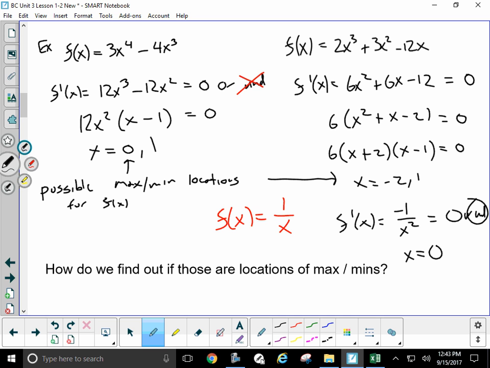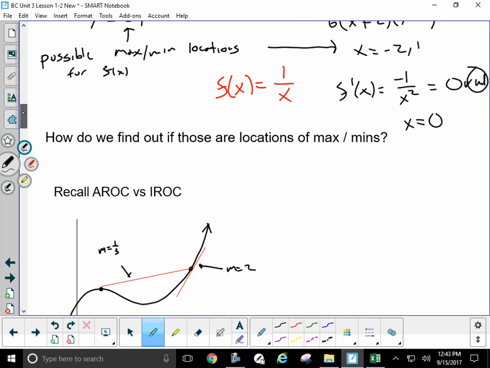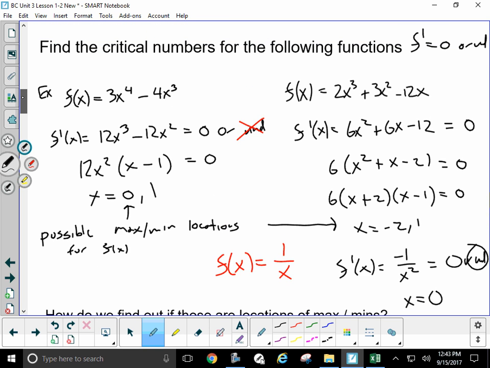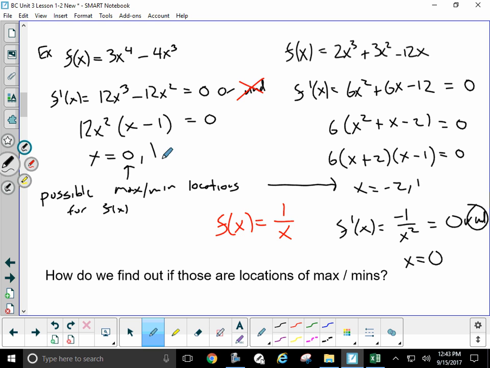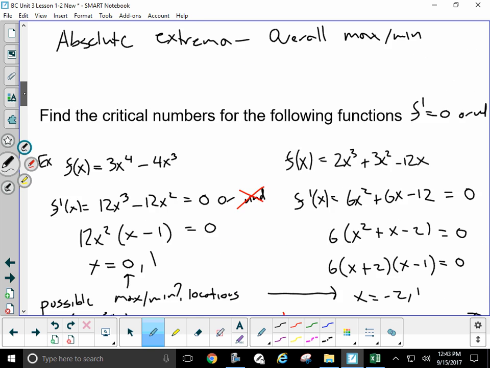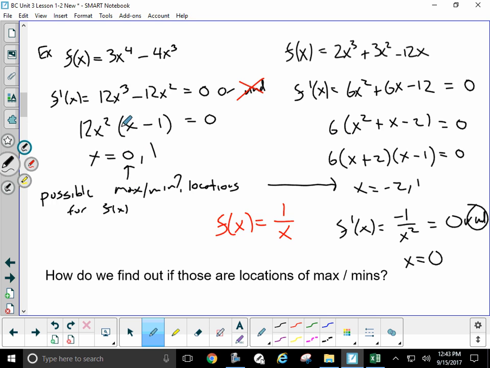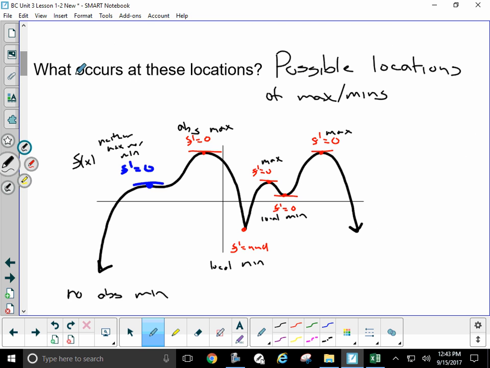Okay? It's actually the location of a vertical asymptote, but this is a situation where even vertical asymptotes will be called critical points for the functions, critical locations. Okay? Now, great. We found possible max-min locations, but how do we know if those are maxes or mins? Which ones are they? Or are they neither? Is it a situation where you just flatten out and keep increasing?